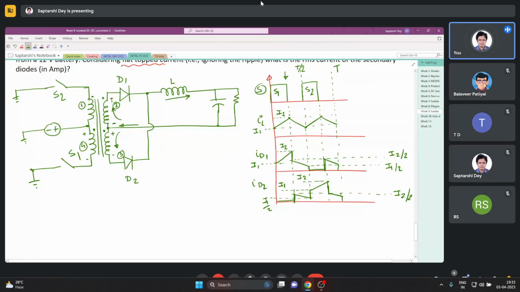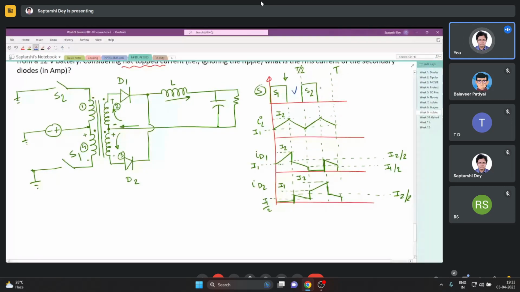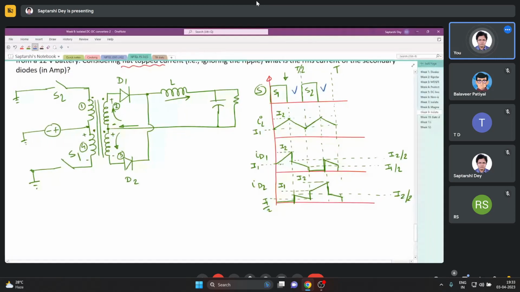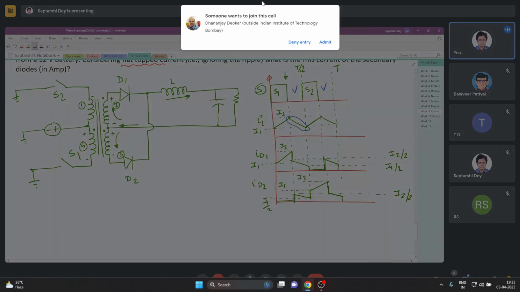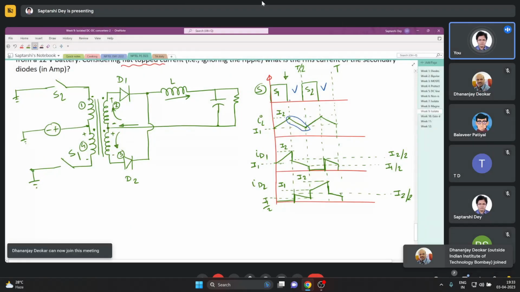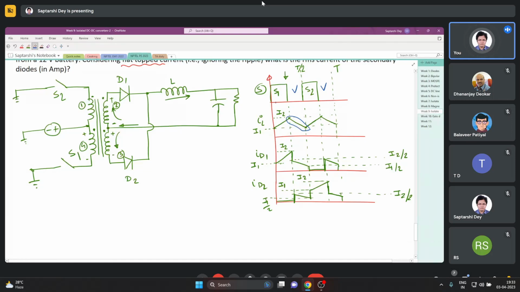So basically, when both the switches are turned off, during this time and during this time, the falling current is divided into half in both the diodes, and during the other times when S1 or S2 is on, either D1 or D2, depending on which one is on, carries the full inductor current. That is why the diode current looks like this, kind of unusual.